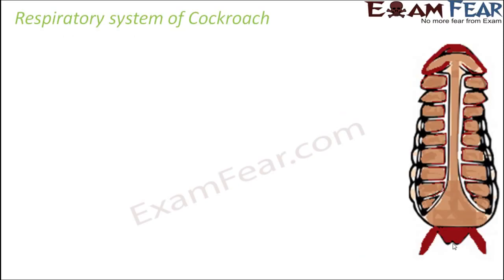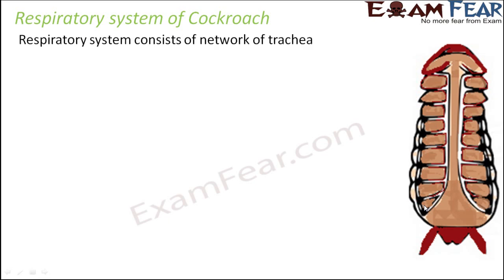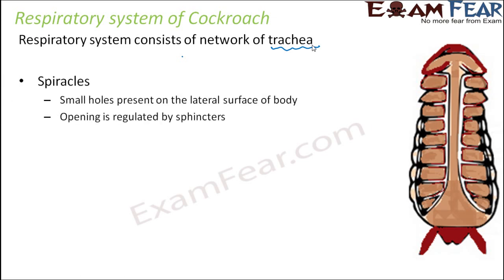Let us now talk about the respiratory system, how exchange of gases takes place in cockroach. Let us now see how respiration happens in case of cockroach. The respiratory system here consists of a network of trachea. Now, you all are aware of the term trachea because it is present in human beings as well. So, what are trachea? Trachea are tube-like structures, as you can see here.